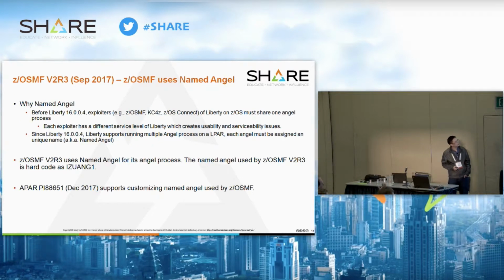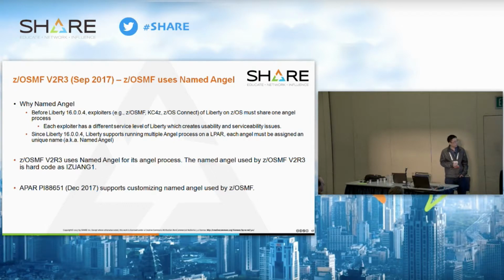Okay. The next thing is also related to the usage of Liberty. Before this level of Liberty, exploiters of Liberty such as OSMF, KC4Z, or z/OS Connect had to share one angel process in one LPAR. This could cause usability and serviceability issues because, for example, if you want to restart the angel process, it will impact all of these exploiters. Starting from this level of Liberty, Liberty supports running multiple angel processes in one LPAR as long as they have their own angel name. We call it a named angel.